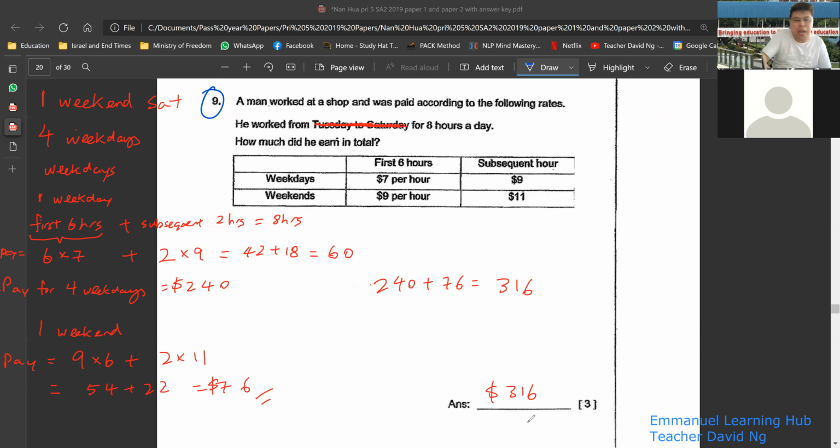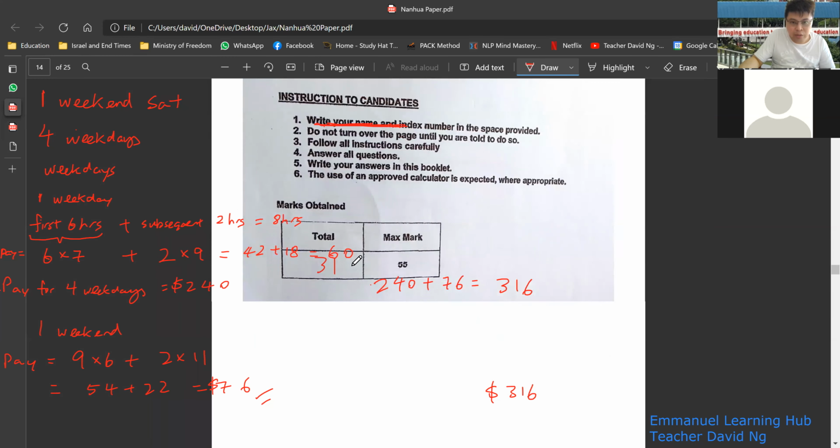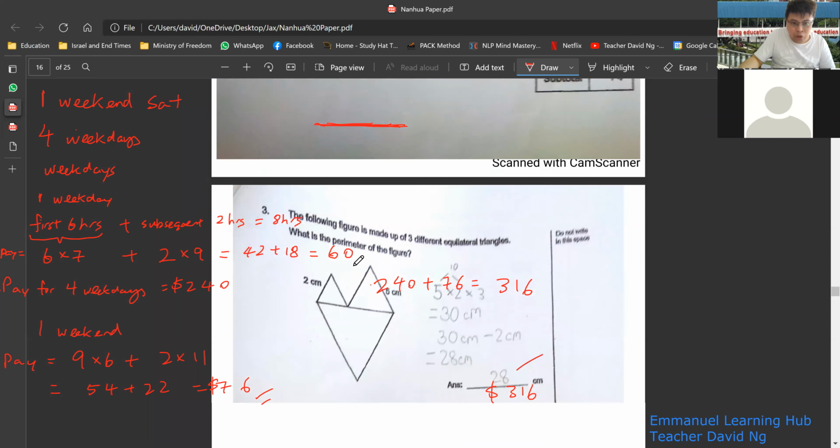Maybe you can do the way I did, being meticulous. Like this part, I was very meticulous. This part is just 1 weekday, so I just follow like that. But you can also still be meticulous, just write first 6 hours plus subsequent 2 hours. Then question 9. What happened to your question 9?